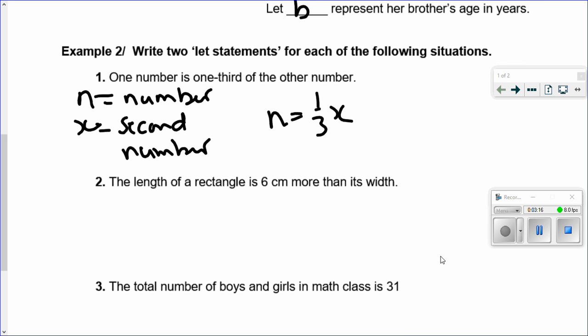Length of a rectangle is 6 centimeters more than its width. Now, I tend to use a cursive L so it doesn't get confused with the number 1. Now, one thing you do need to get in the habit of is units. So in this case, I'm making the assumption that since it's 6 centimeters longer, that it must be being measured in centimeters.